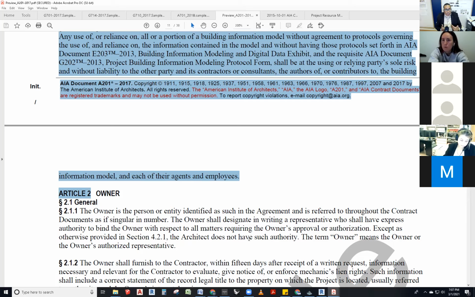It's saying they're not liable for the model. They gave it to me, I'm using it. And unless we use a document that defines the rules of the game for how to use that model, it's on my own risk. Right? So that's very important.